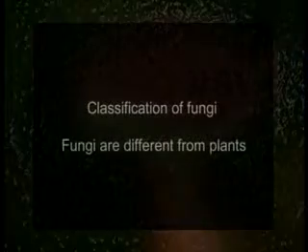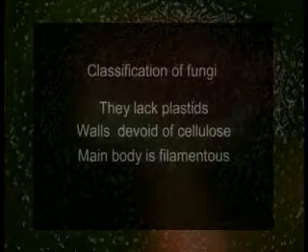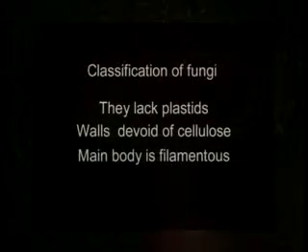In the traditional two-kingdom system of classification, fungi along with bacteria were grouped together under plants because they produce spores and have cell walls. However, more recently it has become clear that the living organisms grouped together as fungi are clearly different from plants because they lack plastids, their walls are generally devoid of cellulose, and the main body is filamentous rather than parenchymatous. They differ in many biochemical pathways.